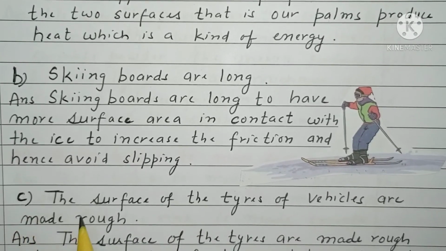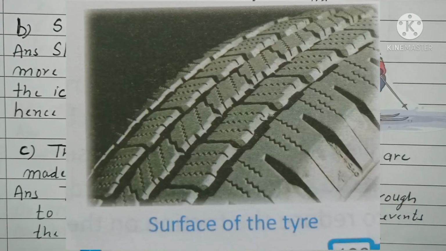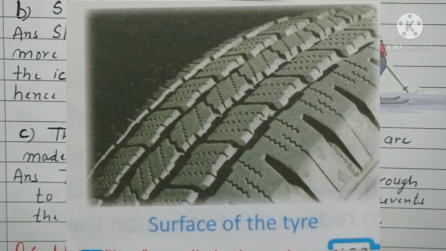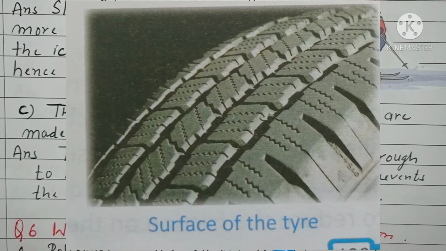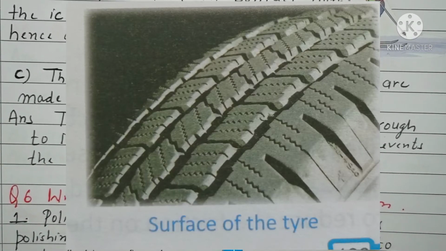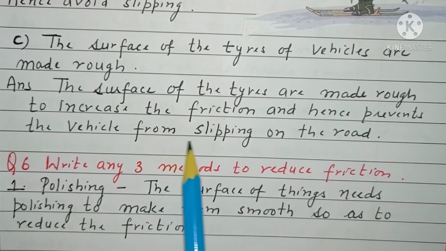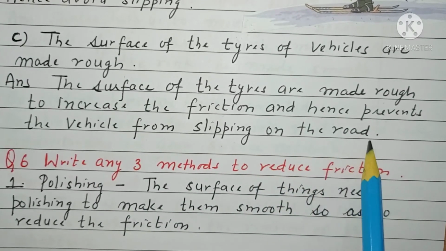C part. The surface of the tires of vehicles are made rough. The surface of the tires are made rough to increase the friction and hence prevent the vehicle from slipping on the road.